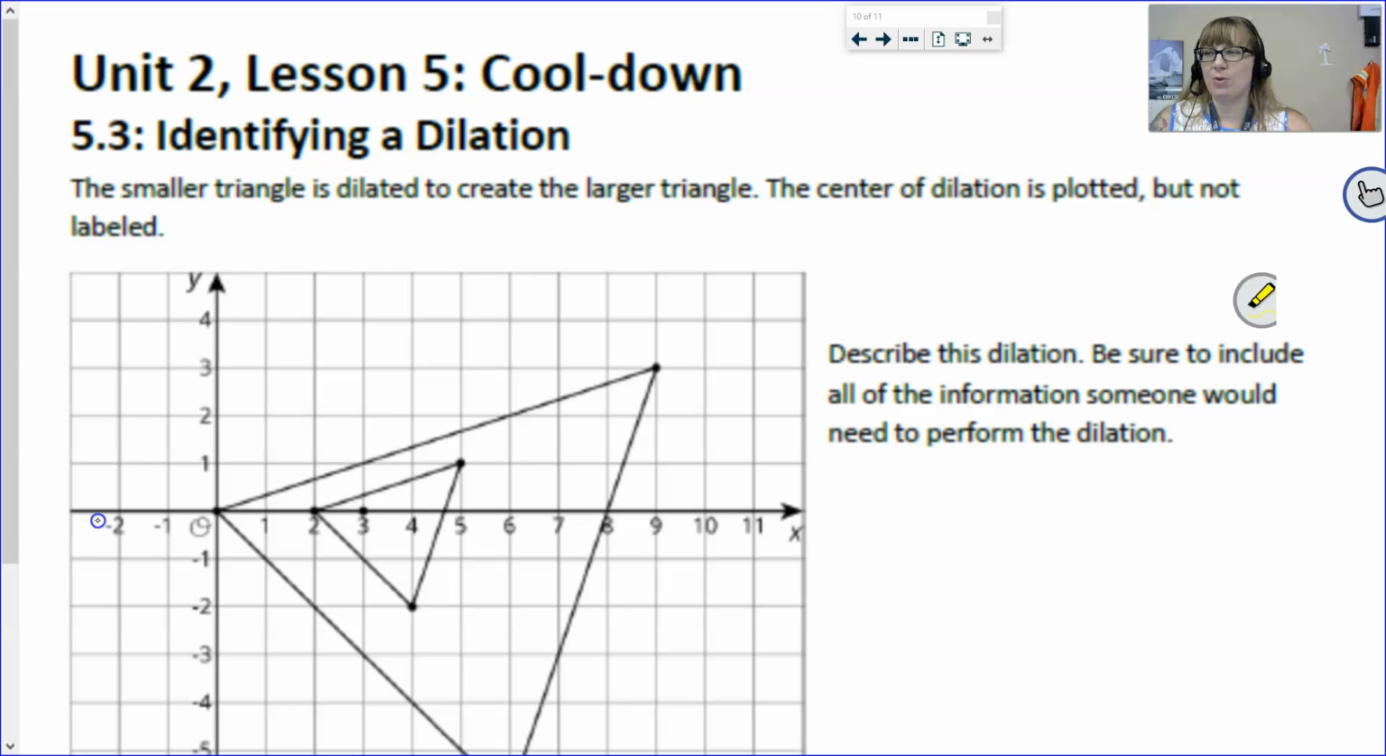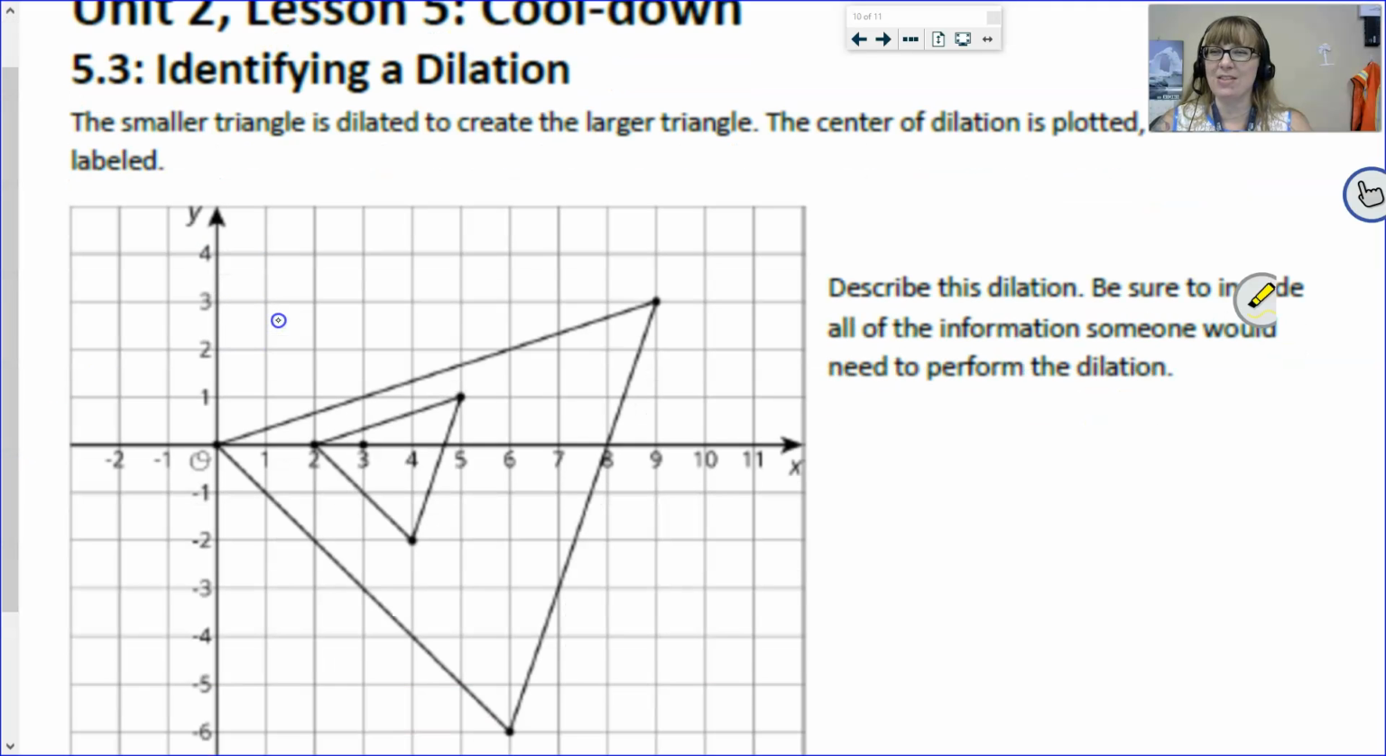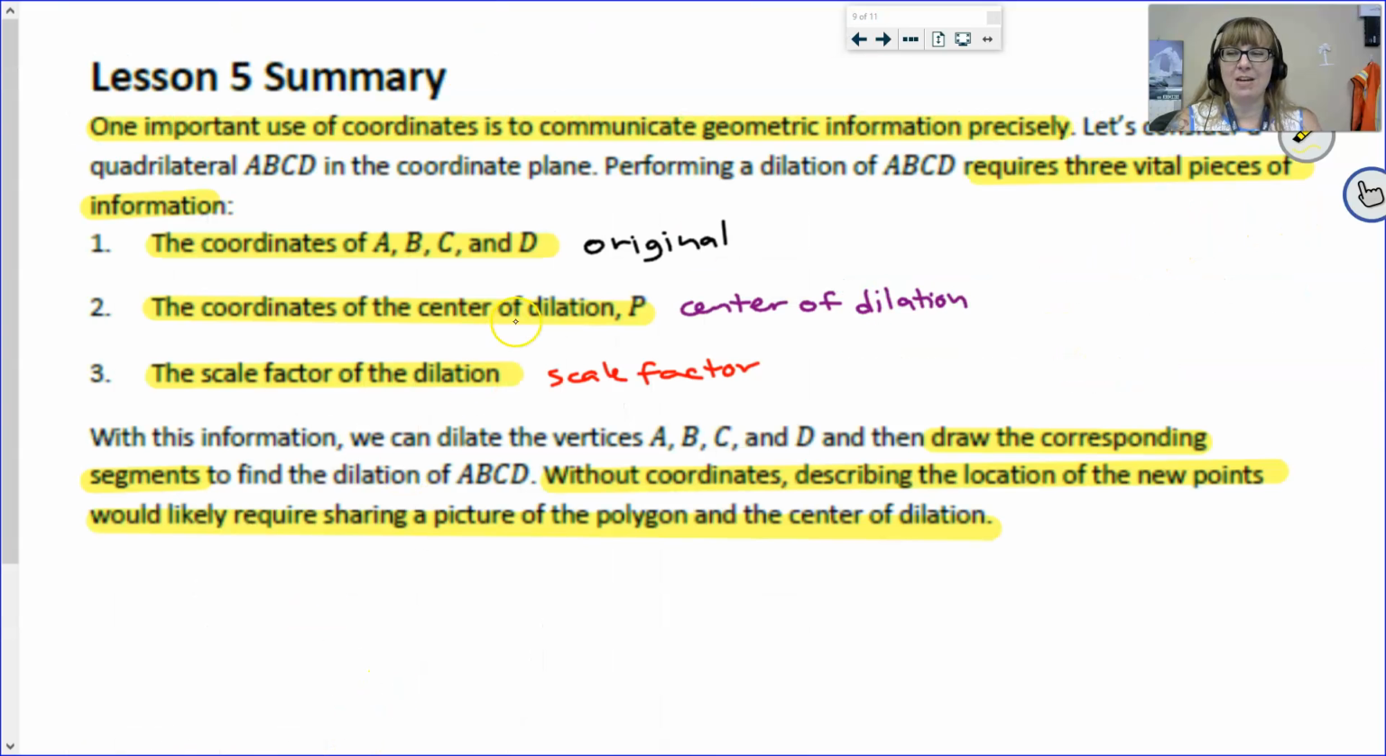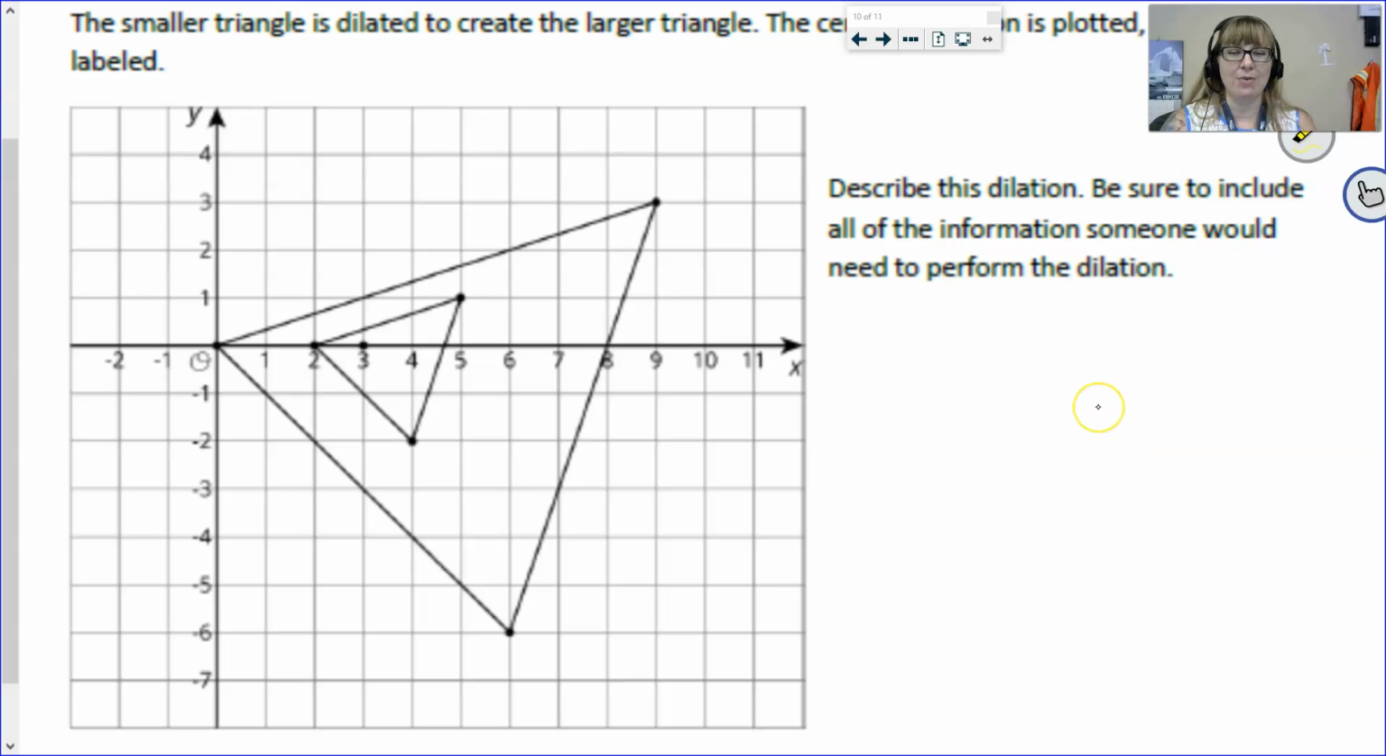Here is your Lesson 5 cooldown. And it says the smaller triangle is dilated to create the larger triangle. The center of dilation is plotted, but is not labeled. We need to describe this dilation. Make sure that we include all the information that someone needs. Keeping in mind, we need to know the original pieces of information, where the original figure is, the center of dilation, specifically the coordinates of that center, and the scale factor. Pause the video to write down all of that information that you need and then check the answer.